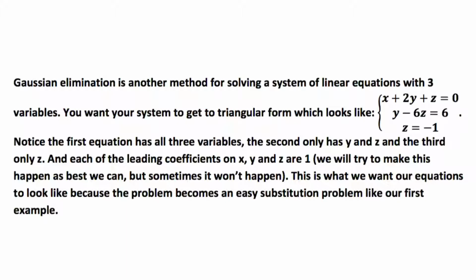You want to get your system into what we call triangular form, which looks like this that you see right here. Notice that the first equation has all three variables, x, y, and z. The second only has y and z, and then the third only has z. Each leading coefficient of x, y, and z in this example question is 1, which we'll try to make happen as best we can, but honestly, sometimes it just can't.